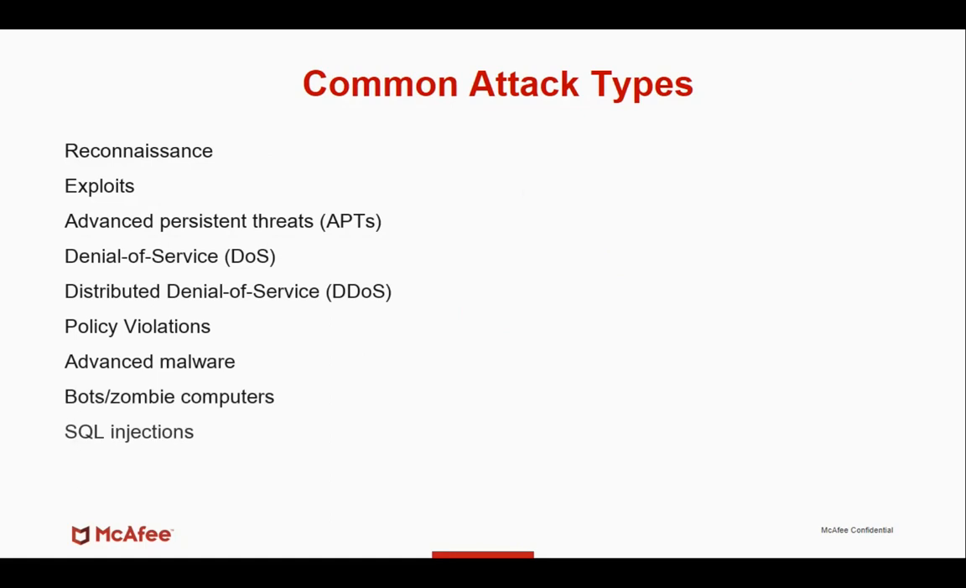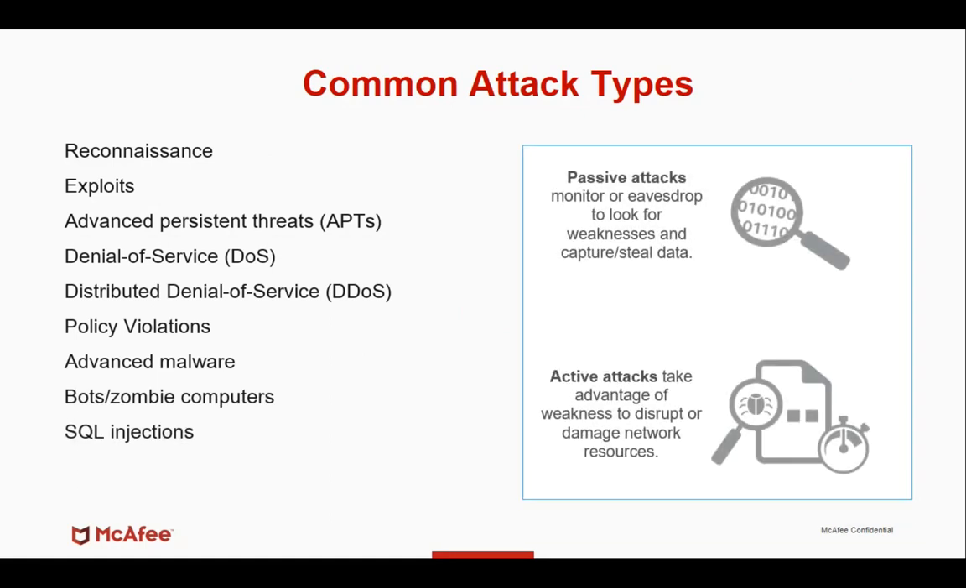So first we saw the threat environment, then the contributing factors, and now we will see the common attack types which are used by attackers regardless of their skill level as a common strategy. That is, use the tools available to search the network for a weakness and then exploit that weakness. Some of the common attack types are listed here, like reconnaissance, exploit, APTs, and many other attacks. However, these attacks can be broadly categorized as passive attacks or active attacks. Passive attacks monitor the network to capture or steal sensitive data, while active attacks take advantage of vulnerabilities in the software for intrusion or disruption of a service or to cause damage to critical assets.